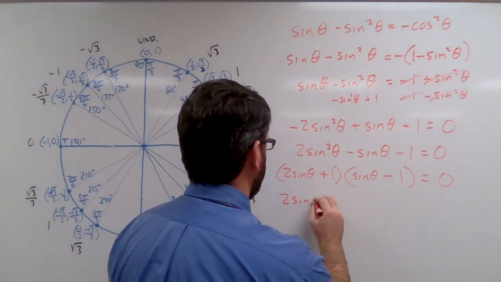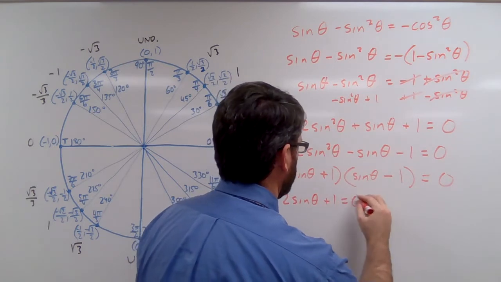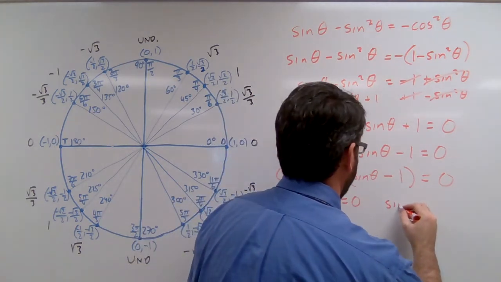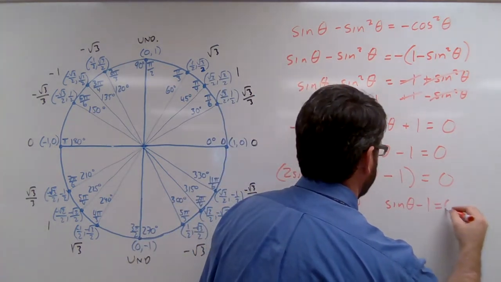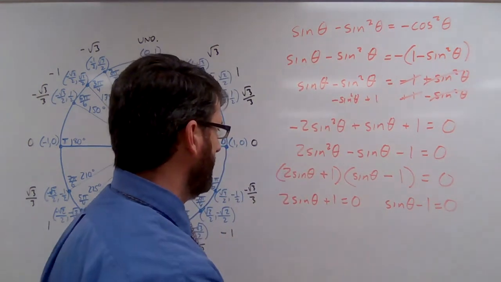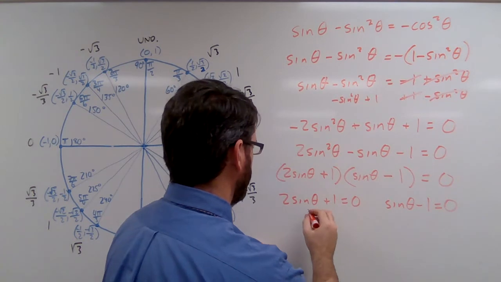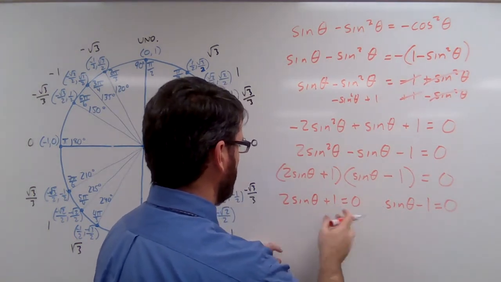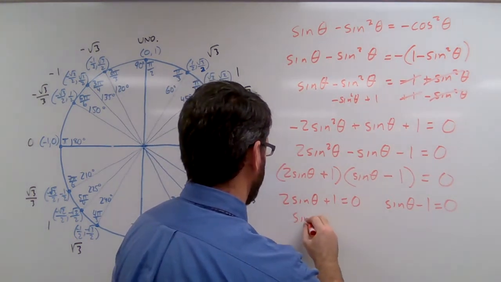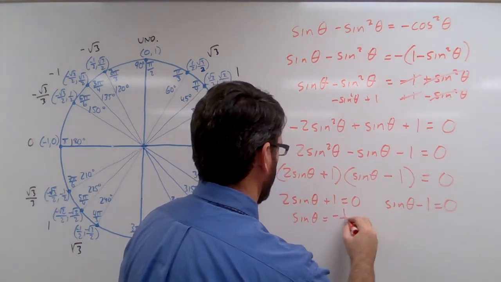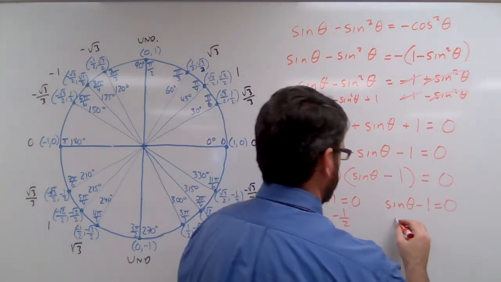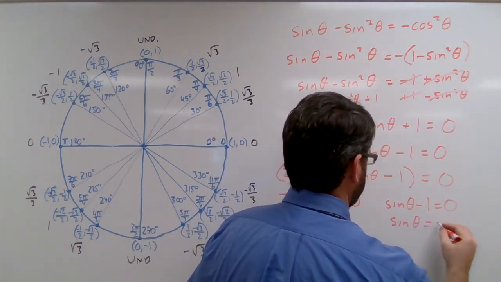So 2 sine theta plus 1 equals 0. And over here we have sine theta minus 1 is equal to 0. Solving for sine theta, if we subtract 1 from both sides and divide by 2, we get sine theta equals negative 1/2. Over here we get that sine theta is equal to 1.